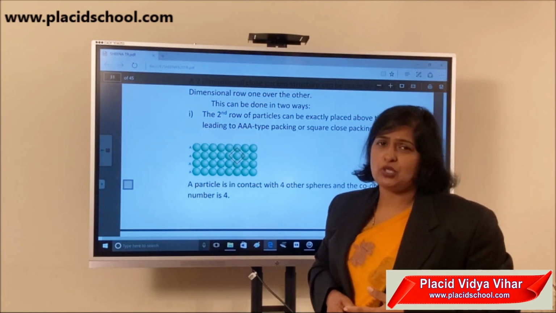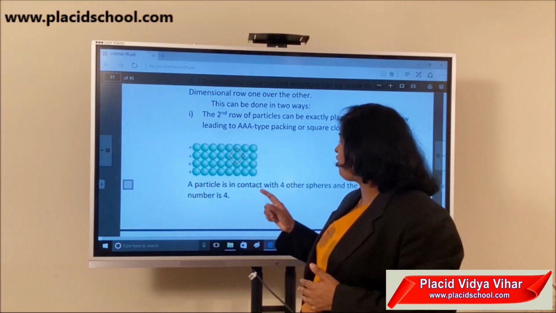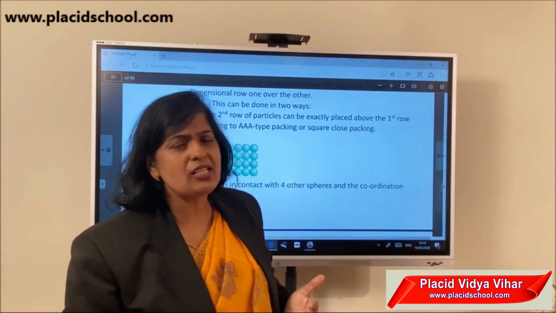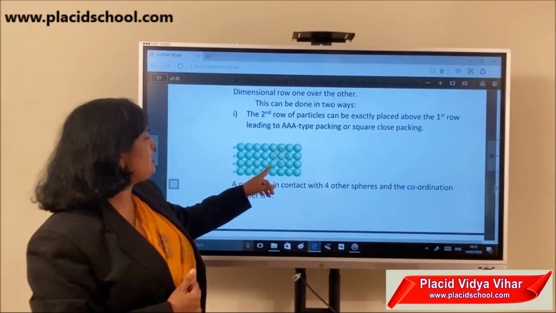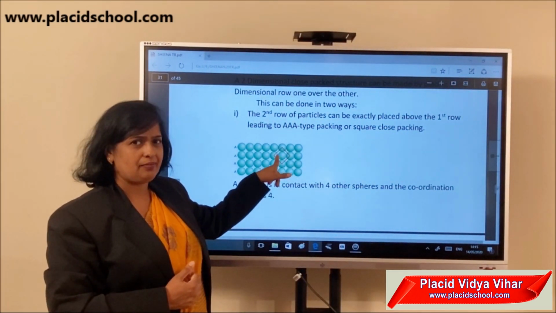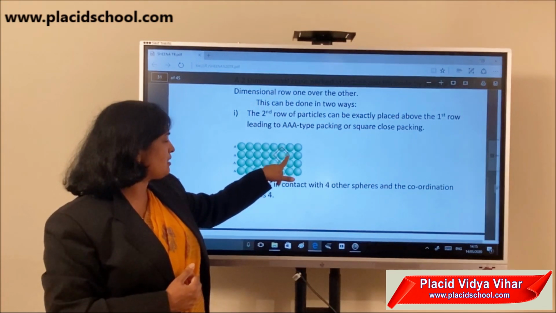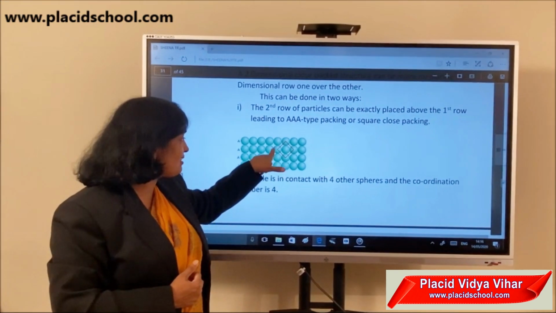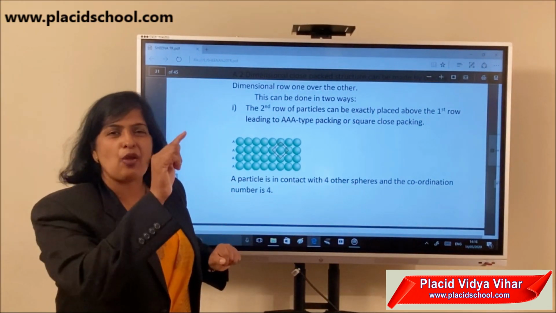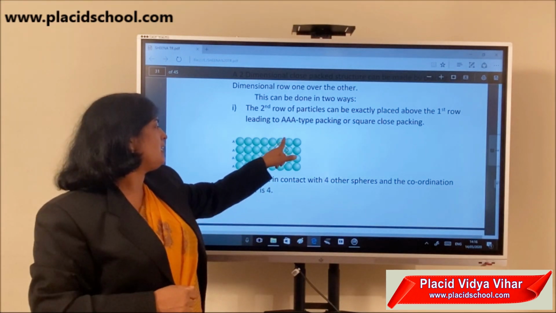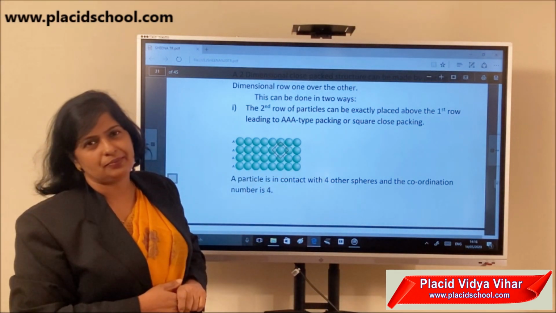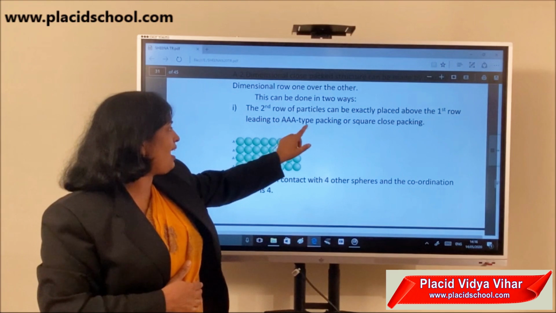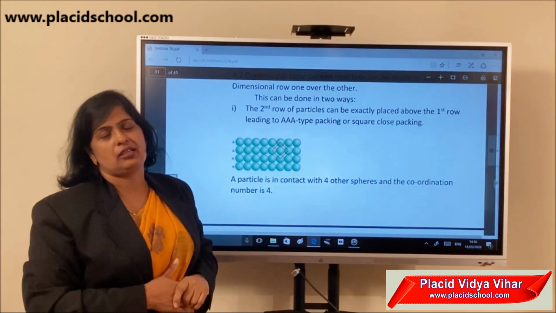Such two-dimensional structures are called square close packing structures. Why is it called square close packing? If I take any particle, the particles in close contact with it are 4, and if I join the centers of the immediate neighbors, I will get a square. It is represented with a red mark. So this type of arrangement is called AAA type packing or square close packing.